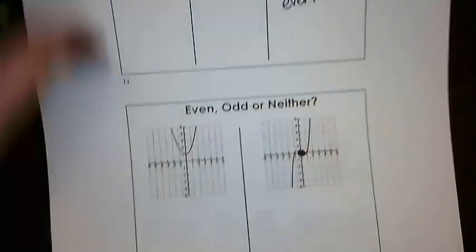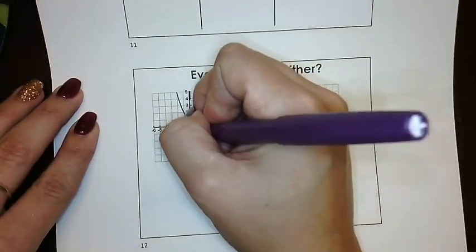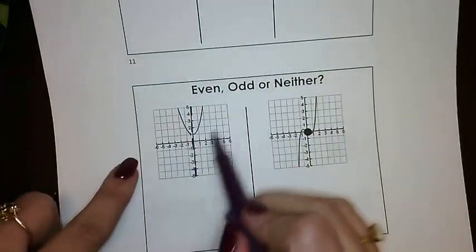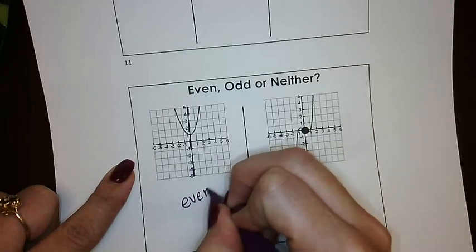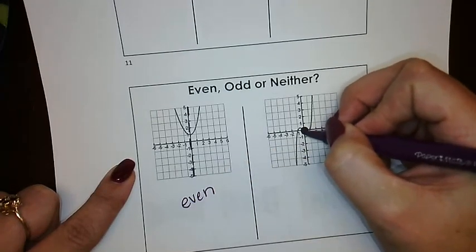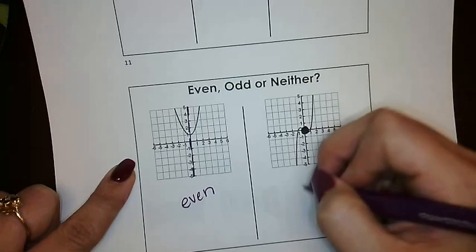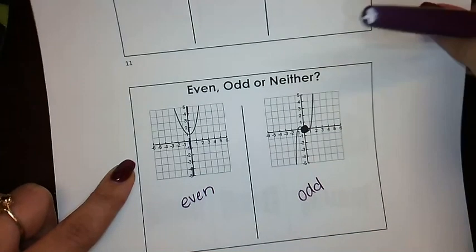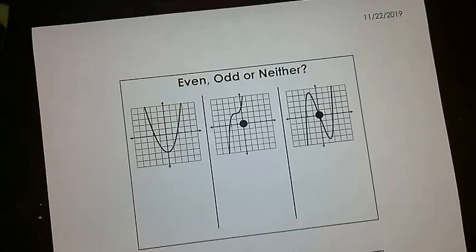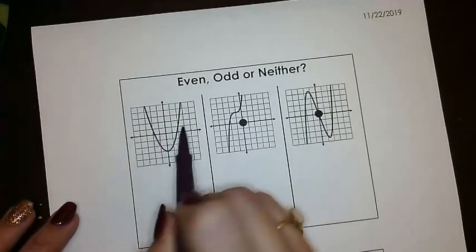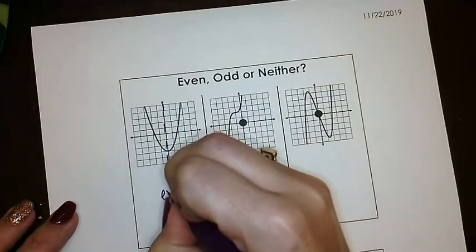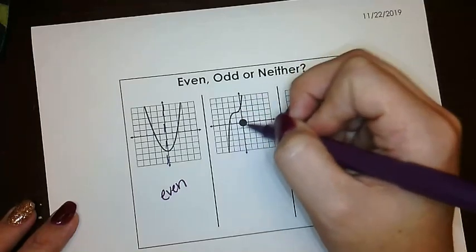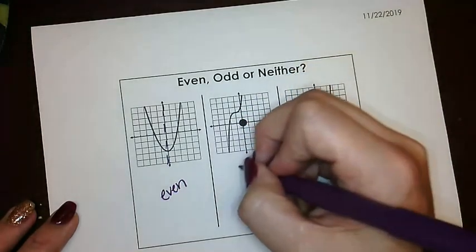Let's look at some more graphs. If I can draw a line down the middle, and I can fold it, and it looks the same. So if I were to fold these pieces, they're going to look the same. This is even. If I can rotate about the origin, which in this case I can, this is odd. Just a couple more examples. This one, I can fold it. This is even. I can't fold this one, and it's not symmetrical. I can't rotate it around the origin, so this is neither.